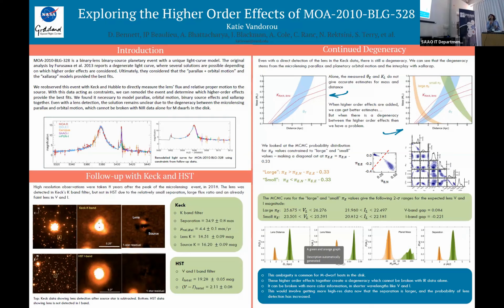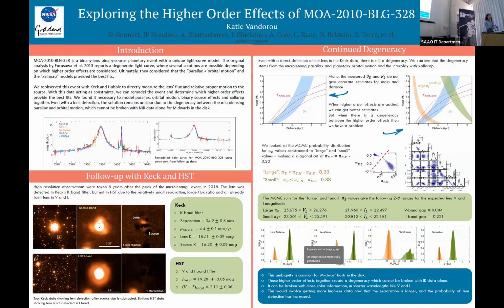So we followed the usual procedure where we tried to resolve the source and the lens, measure the amplitude and direction of the proper motion and the individual luminosities. We achieved this with the Keck K-band data, but we were not able to in HST's V and I, which is unfortunate. At the time, the separation was only 35 milliarcseconds, and the lens was too faint to be detected in these passbands in the PSF wings of the source star.